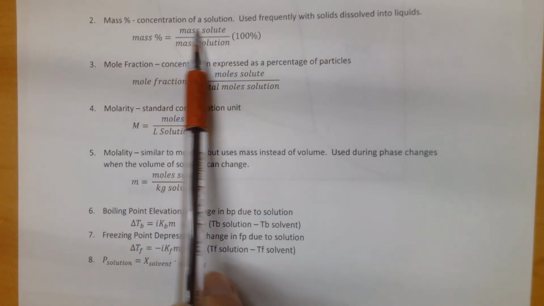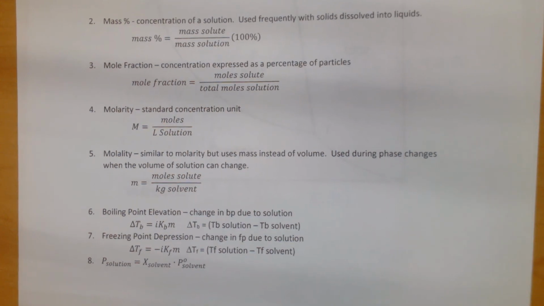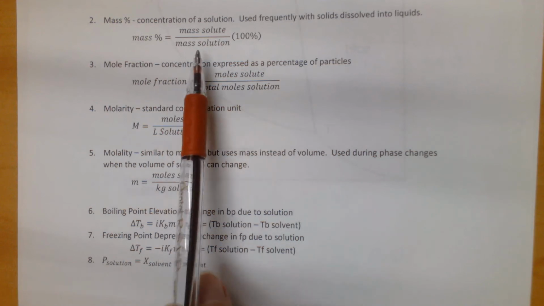So a mass percent is your mass of solute over mass of solution times 100%. So you could have something like a 50% by mass solution. So your solute would constitute half of the mass of that solution.